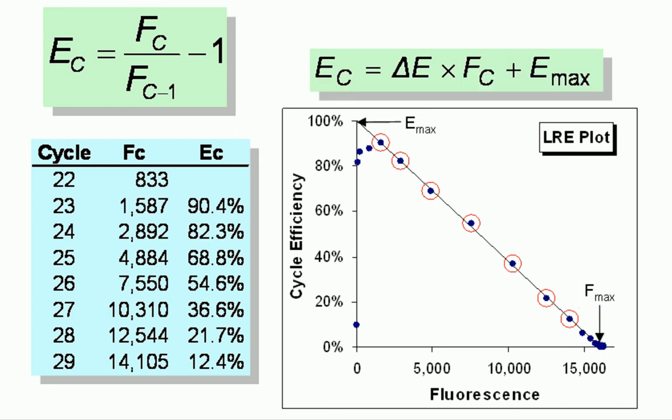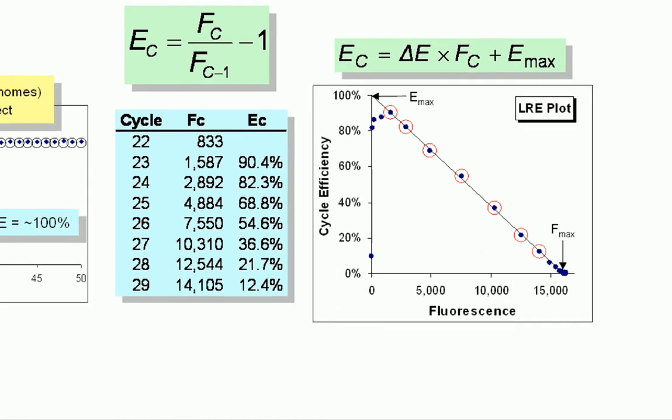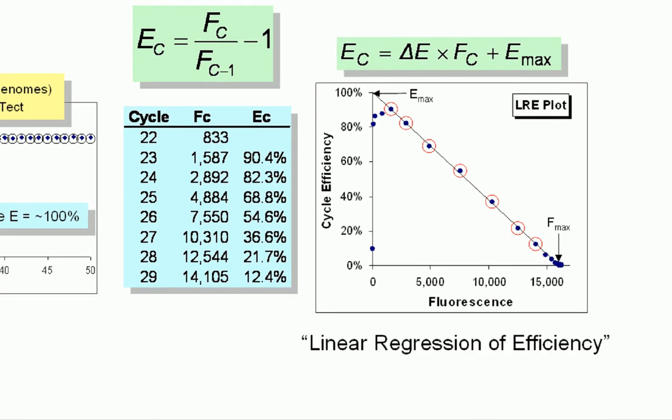Most significant, however, is that the dynamics of PCR amplification can be described using a linear equation where the slope defines the rate of loss in amplification efficiency, referred to here as delta E. This in turn allows values for delta E and Emax to be determined using linear regression analysis. Called linear regression of efficiency, this is where the LRE acronym was derived.